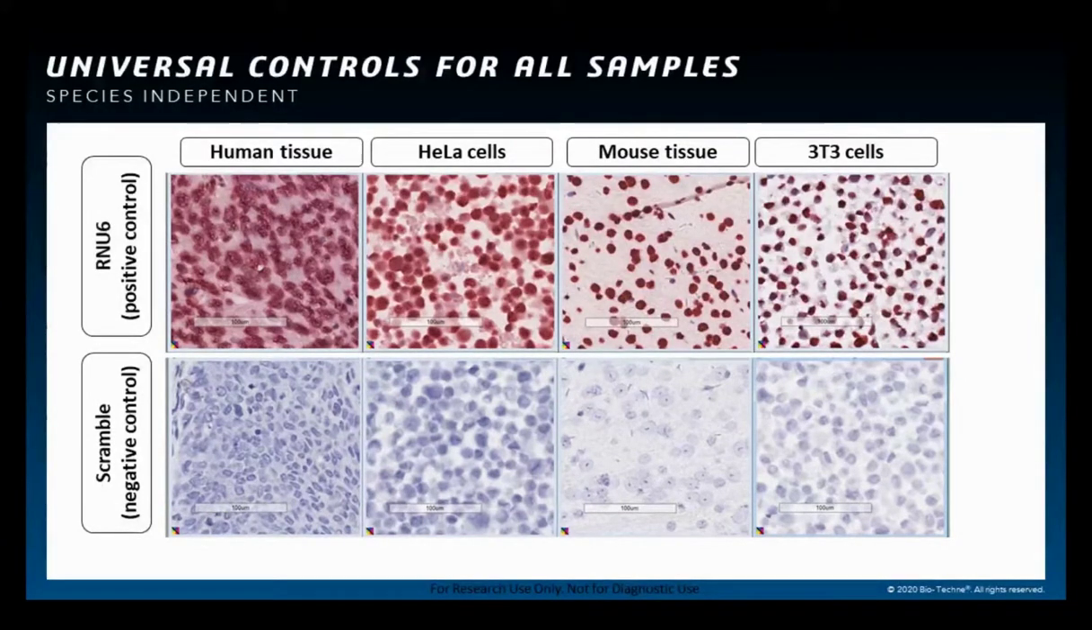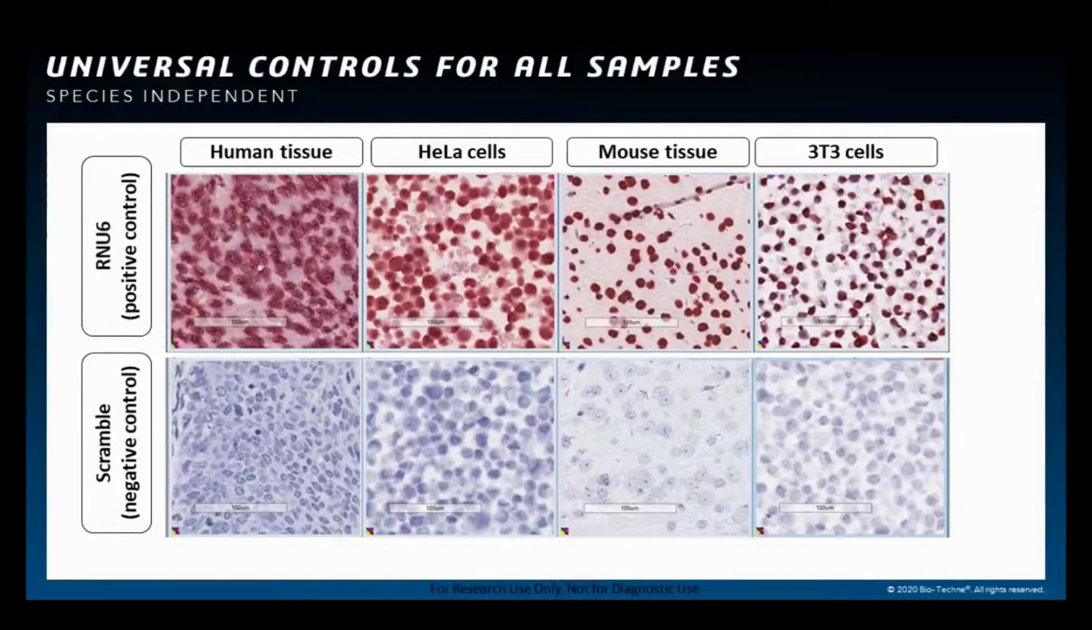The miRNAscope assay to detect small RNA will offer universal positive and negative control probes that will work for any species or samples. For the positive control, we recommend the small nuclear U6 probe, which is known to be expressed in most tissue samples. For example, the top row here shows strong nuclear U6 signal observed in a variety of tissues, including human and mouse tissues, and HeLa and 3T3 cell pellets.